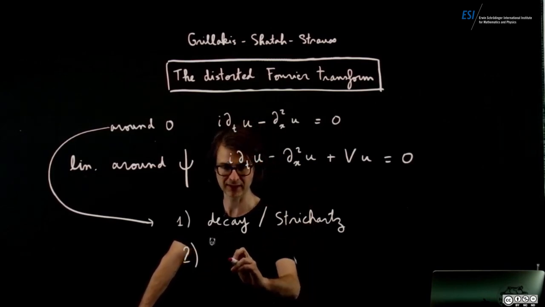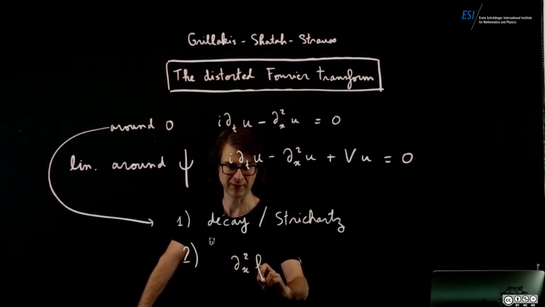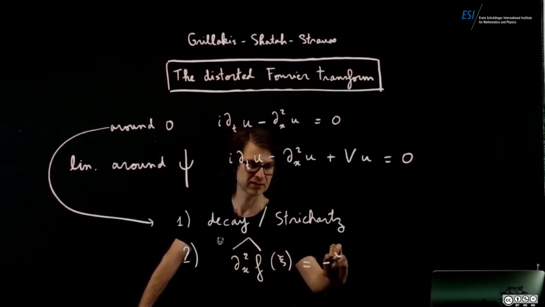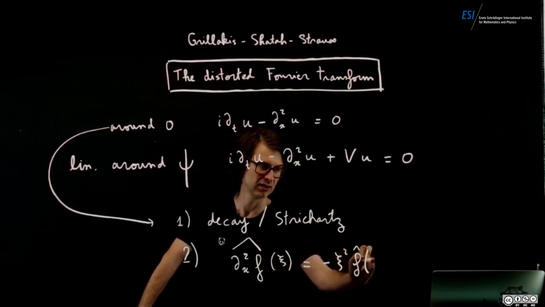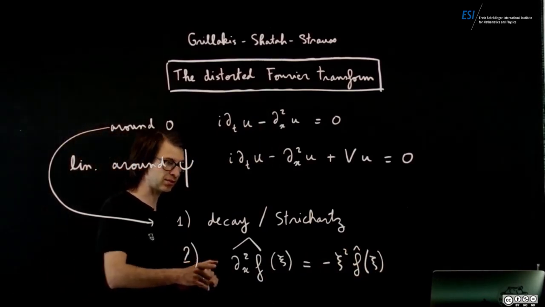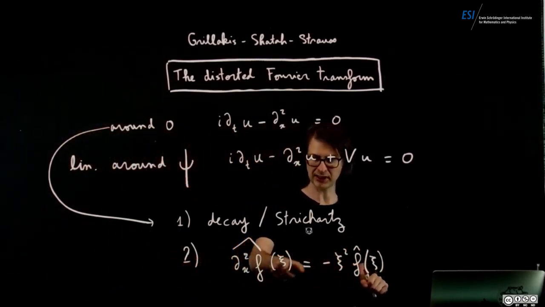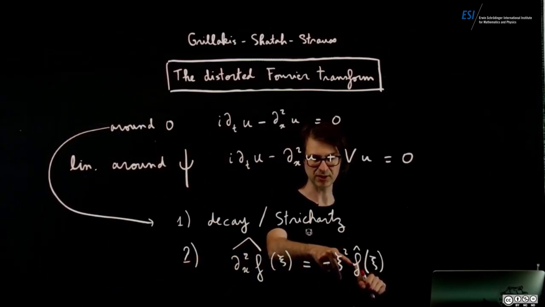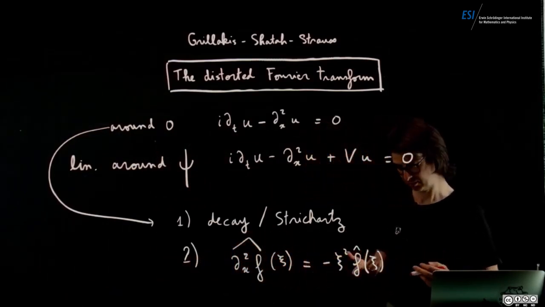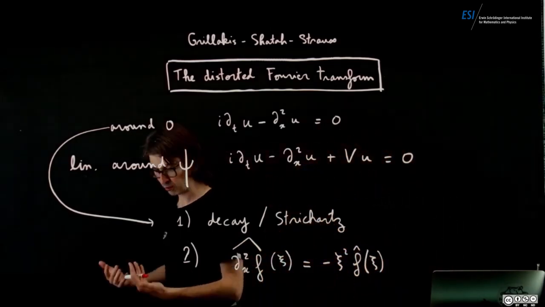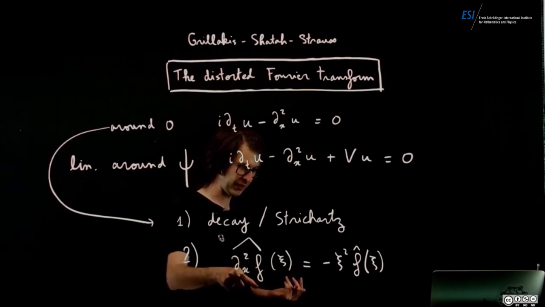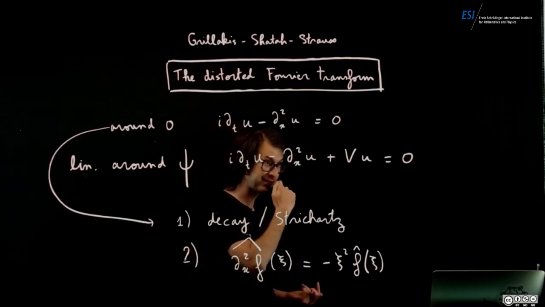So in other words, if I take dx squared f hat of xi, this is minus xi squared f hat of xi, as we all know. So if you conjugate multiplication by xi squared with the Fourier transform, what you get is the Laplacian. Taking the Fourier transform provides a basis in which the Laplacian operator is diagonal.